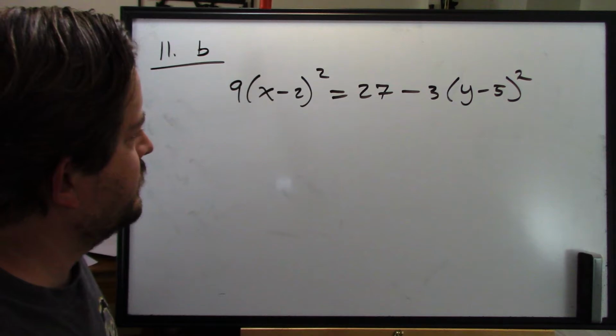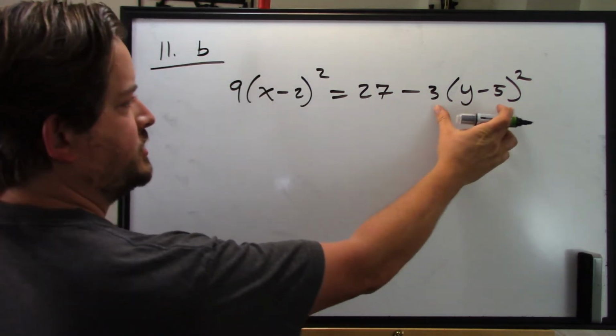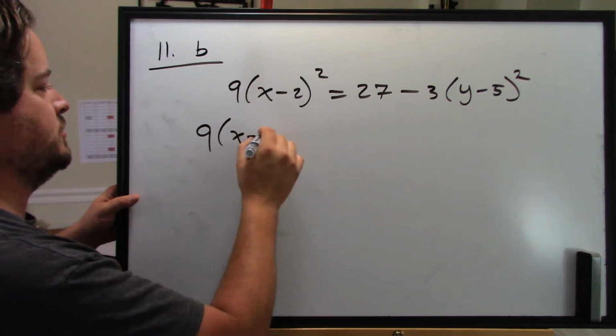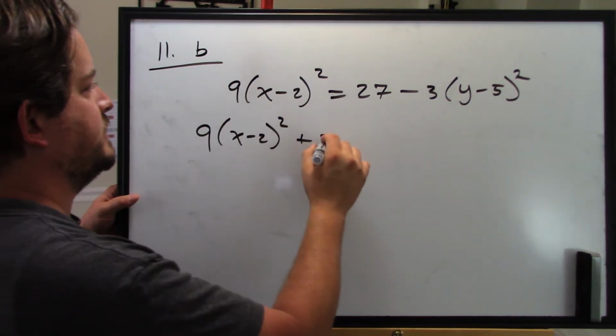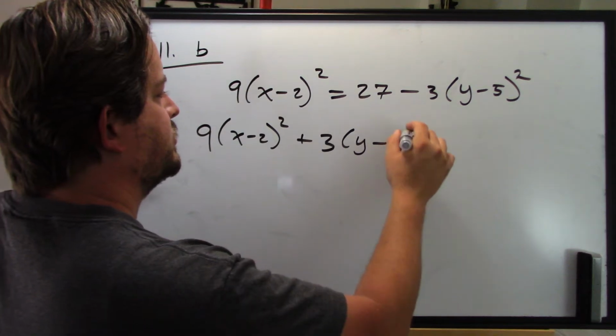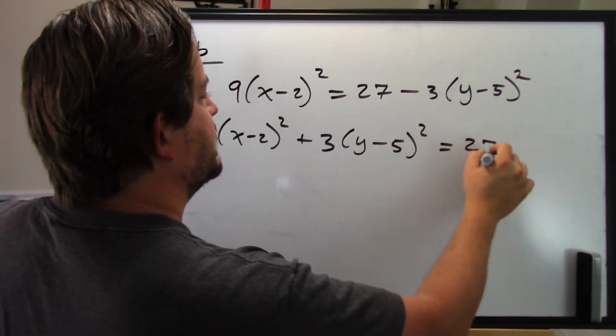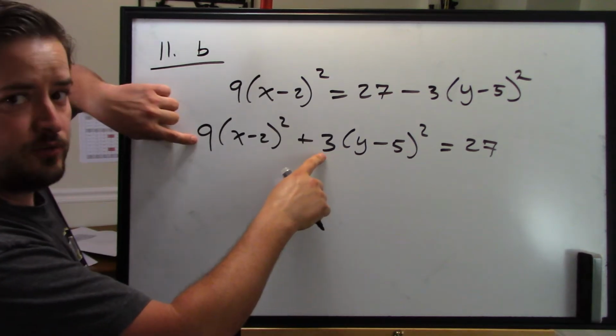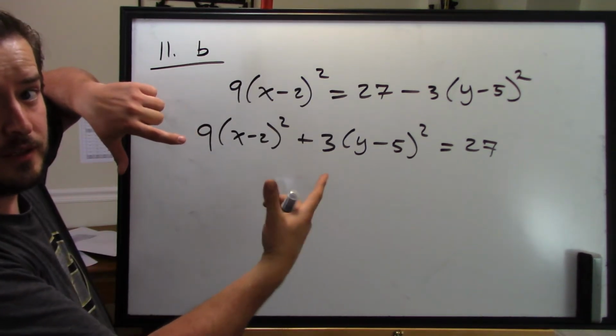Okay? So I'm going to take this term and just add it over. So that would be 9 times x minus 2 squared plus 3 times y minus 5 squared equals 27. I have positive x squareds, positive y squareds, but they have a different coefficient, so it looks like it's probably going to be an ellipse.